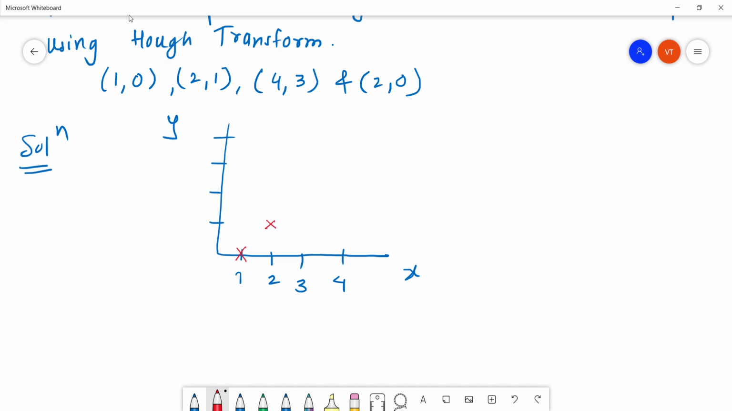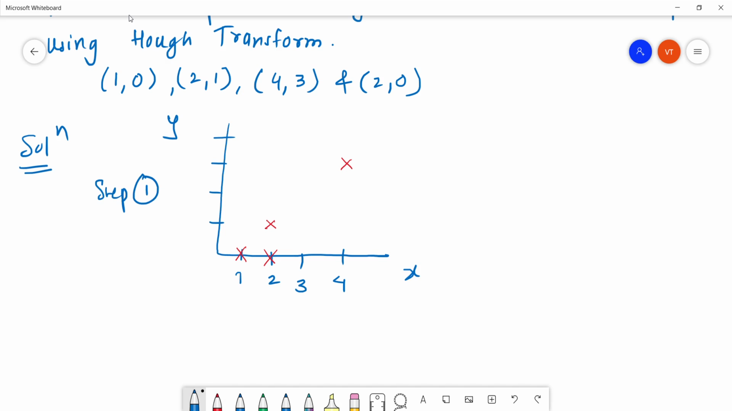Then the third point is 4 comma 3, I'll get it here, and the fourth point is 2 comma 0. So I'll get 4 points. Next, this is your step 1.